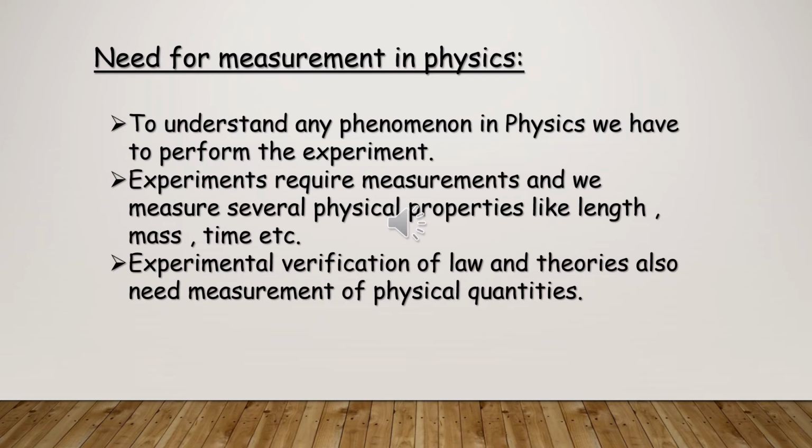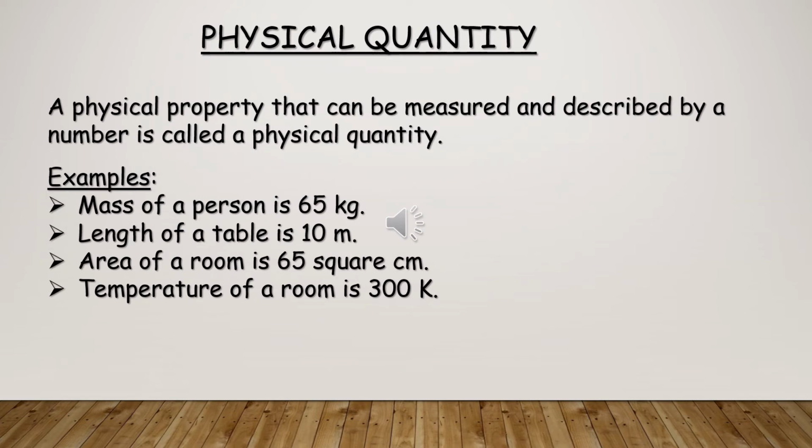So in short, we cannot deny the importance of measurement in physics. To understand any phenomena in physics we have to perform experiments, and in those experiments there are different types of measurements. We are measuring physical properties like length, mass, time, temperature, etc. And the experimental verification of laws and theories also needs measurement of physical properties. So there is great importance of measurement in physics. Without measurement we cannot perform any sort of experiment. Along with it, we are unable to understand different phenomena in physics without understanding the measurement.